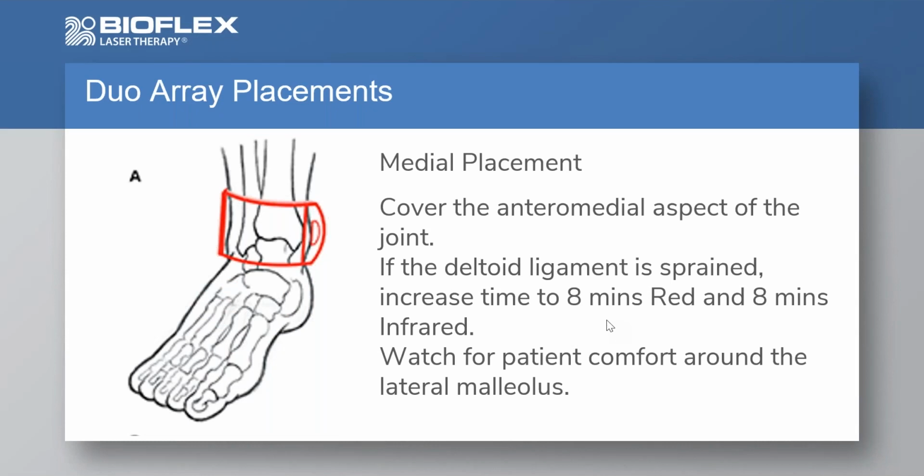On the medial side, I do recommend a medial placement, even if it's just a lateral ankle sprain. Again, it's going to help with overall edema in the joint as well. So again, cover the anteromedial aspect of the joint. If in fact it's a deltoid ligament sprain, then I'm going to suggest, similarly to a lateral ankle sprain, increase the time to 8 minutes red, 8 minutes infrared as well. And again, be careful of the malleolus because that can sometimes be tender. So just be gentle with that area when you're treating.